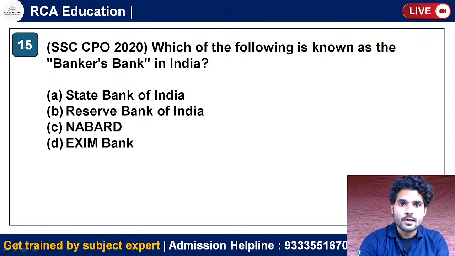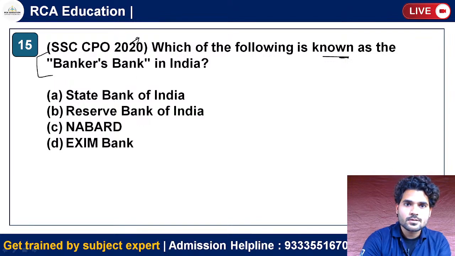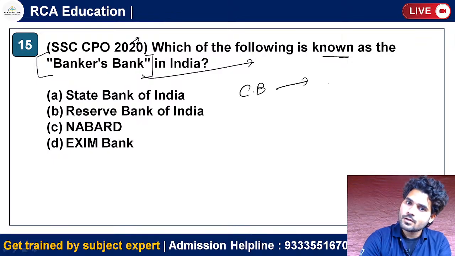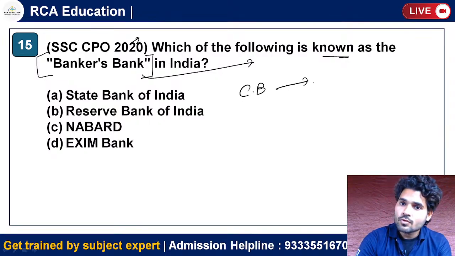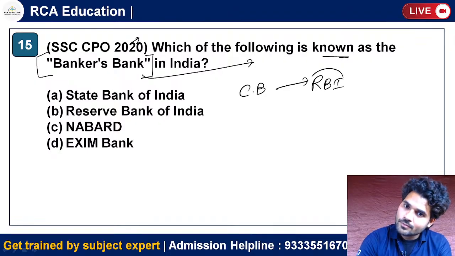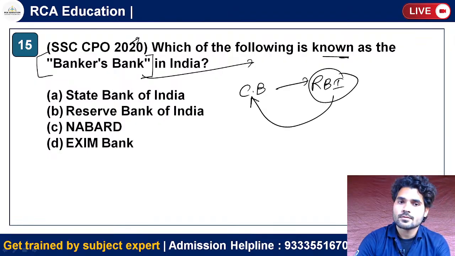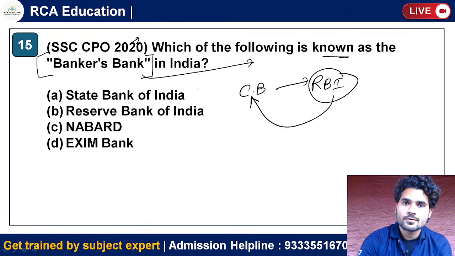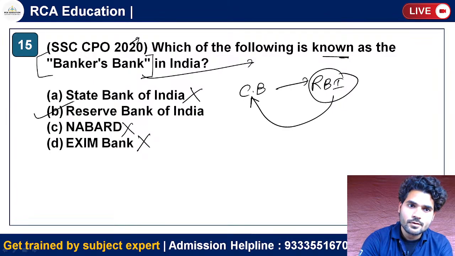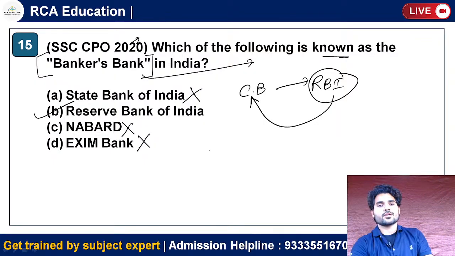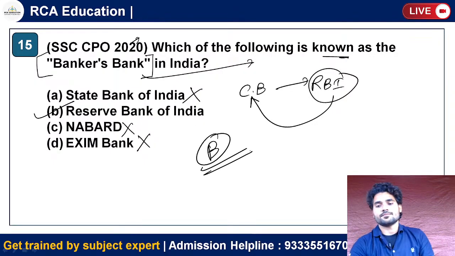Next, SSC CPO 2020. Which of the following is known as the Bankers Bank? When any commercial bank needs money, RBI helps the commercial bank. So the Bankers Bank is not State Bank of India, not NABARD, not Exim. That is the Reserve Bank of India. So the option is number B.